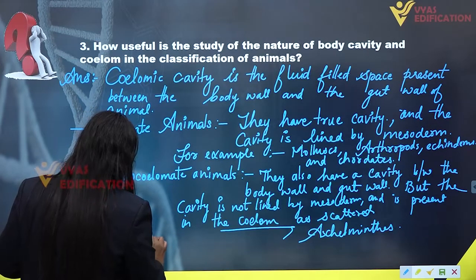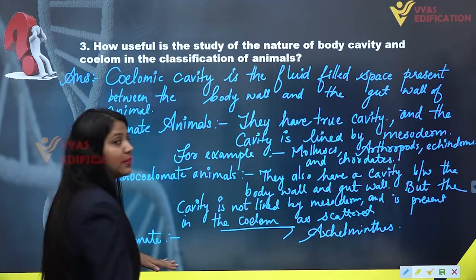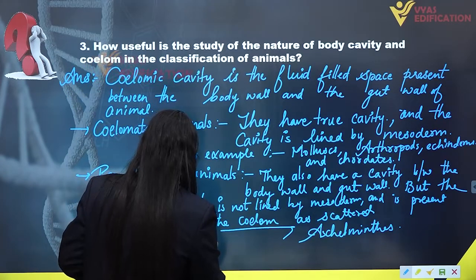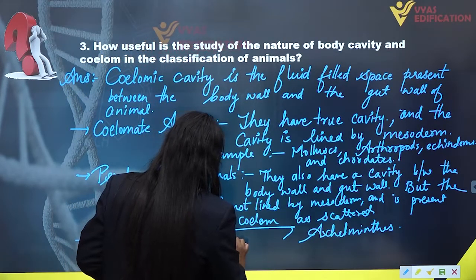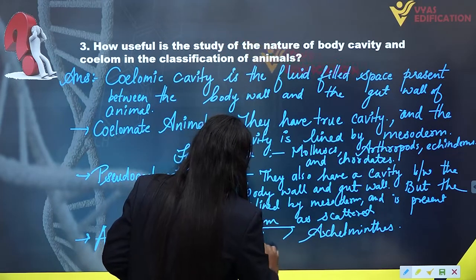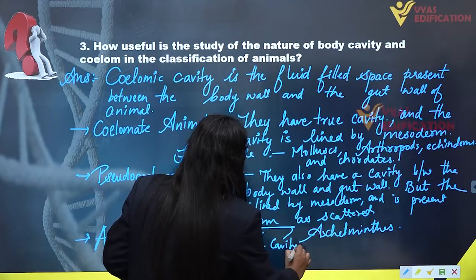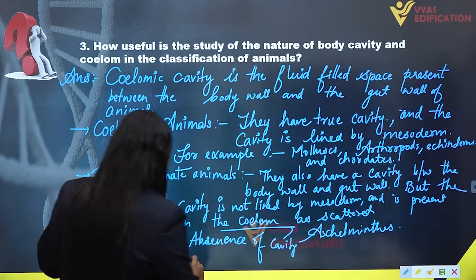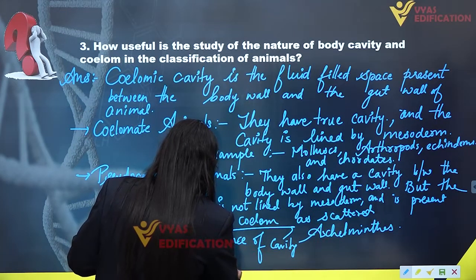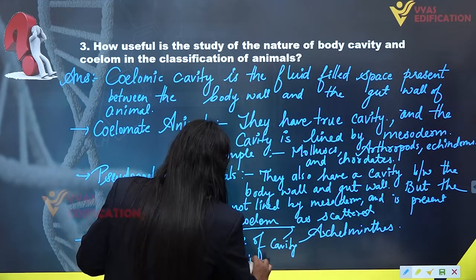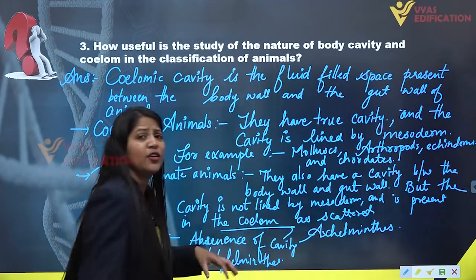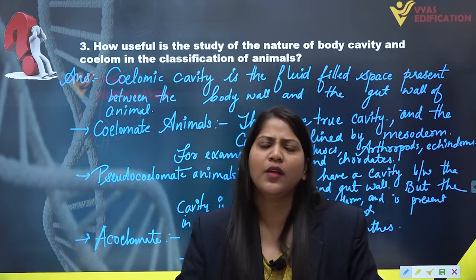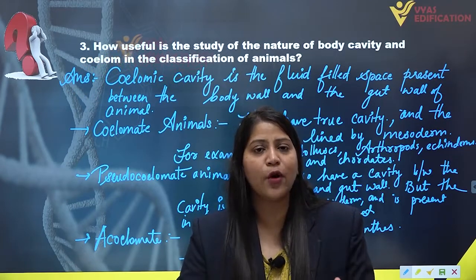Acoelomate animals. Now, what does the animal have? They do not have any cavity. You will find absence of cavity in them. There is no cavity present between their body wall and their gut wall. For example, we have platyhelminthes, the flatworms. Their body is dorso-ventrally flattened, so there is no chance of having a cavity between their body wall and gut wall.